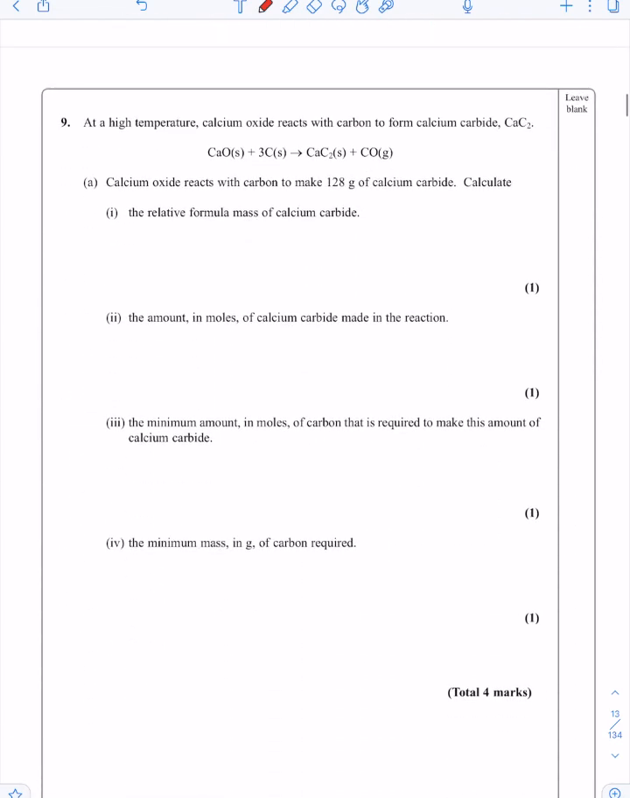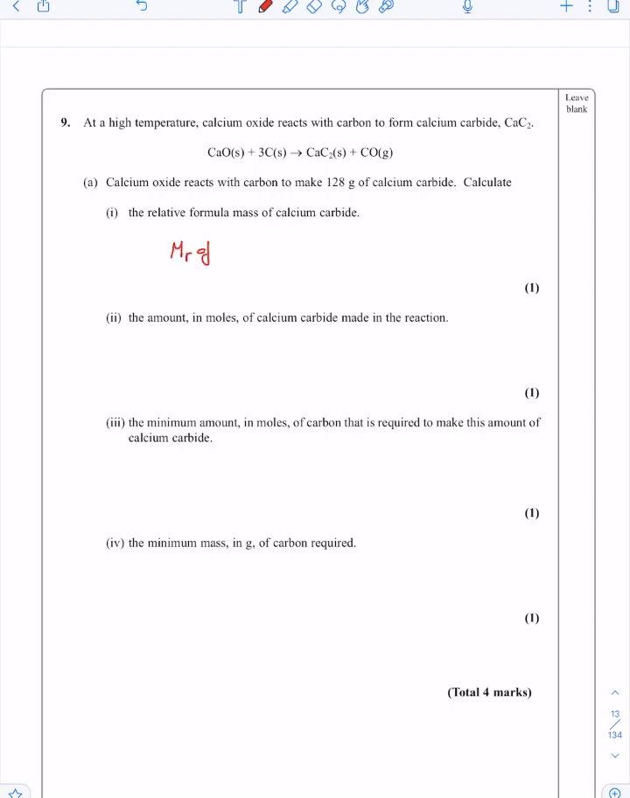Question 9. At high temperature, calcium oxide reacts with carbon to form calcium carbide. CaO plus 3C gives CaC2, ده calcium carbide plus CO. Question A. Calcium oxide reacts with carbon to form 128 gram of calcium carbide. Calculate the relative formula mass of calcium carbide.